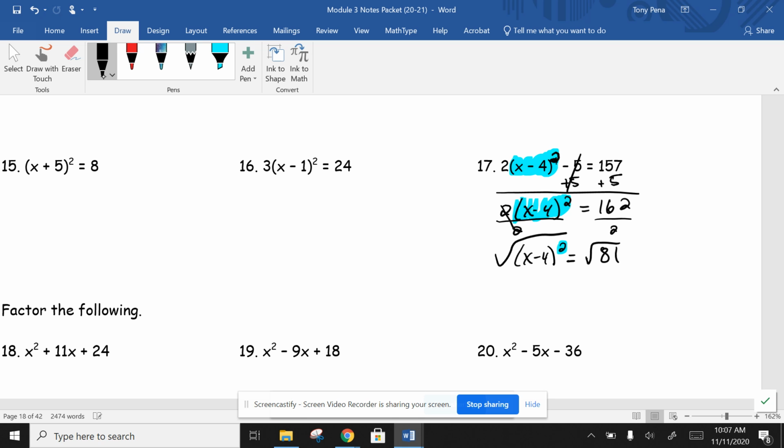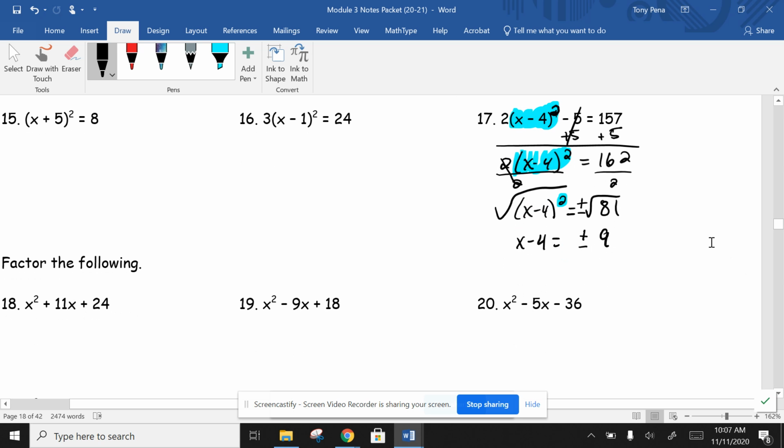But then we have to understand, not only do we get this x minus a 4 here and a 9 here, but there is a positive and a negative number that we could have squared to get 81. So that 81 square root really could have been a positive or a negative 9. That really then gives us two different answers. So the way we then got those two answers is this really sets up two different equations.